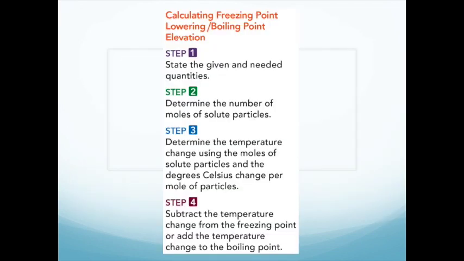So we can use this table to do calculations. We can calculate the freezing point lowering or boiling point elevation of various solutions, taking the assumption that for each 1 mole of particles, we'll depress the freezing point by a certain amount and increase the boiling point by a certain amount. So we start with our given and needed quantities. We determine the number of moles of solute particles, and then we determine the temperature change using moles of solute particles and the degrees Celsius change per mole of particles, and subtract the temperature change from the freezing point or add the temperature change to the boiling point.